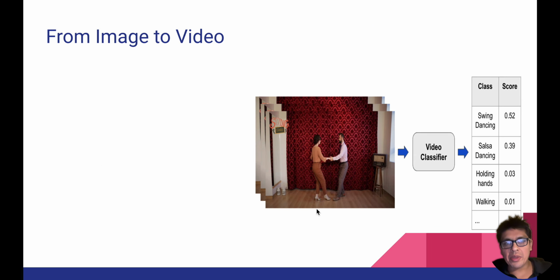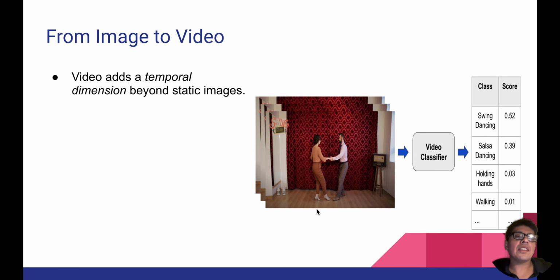Now, what happens with image to video? Video adds a temporal dimension beyond static images. Video is not just one image, it's a sequence of images. And why that's important is because each image on its own has some context, and something can be inferred about that image from the presence of who's in that image and what's happening in that image. But emergently speaking, the video itself, through a sequence of several images, tells you what is actually happening.